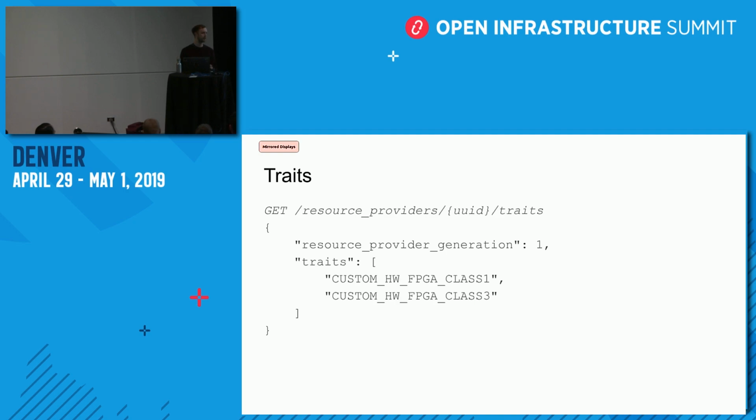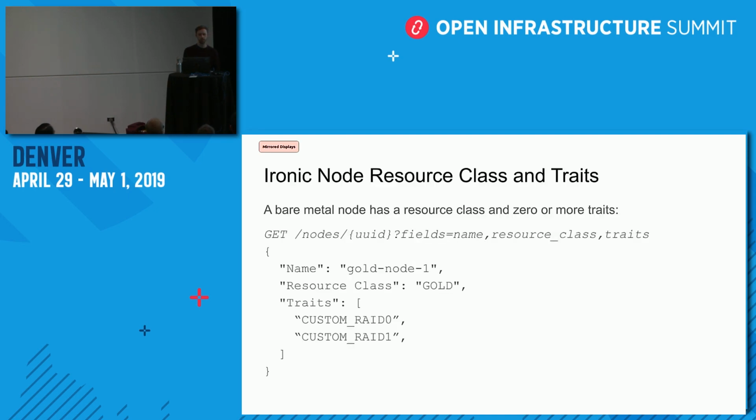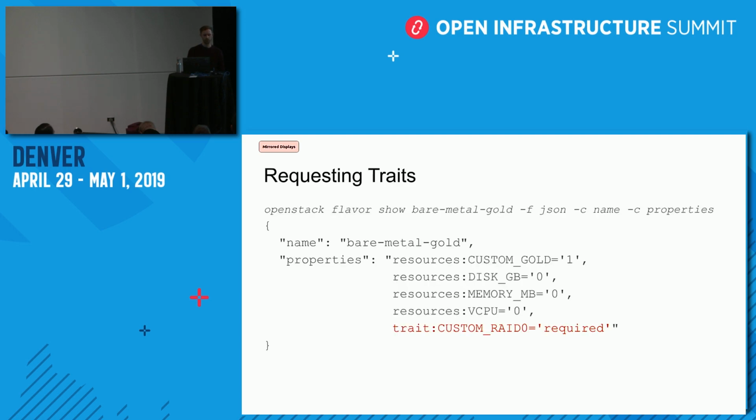So traits are how we model qualitative aspects in placement, and a resource provider can have 0 or more traits. And in this case, the example shows a resource provider that's got 2 custom traits. So this is representing FPGAs of 2 different classes. So how does this map to Ironic? In Ironic, we have a resource class and a list of traits for each node. And we can see that here in the output from this API call.